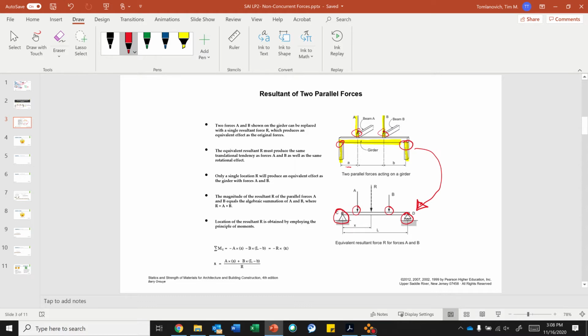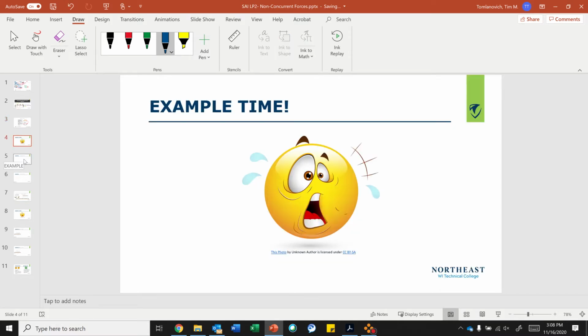So basically, if I look at this thing, I know this beam is going to deflect like this. That's very exaggerated, right? So by finding this R and this X bar, the beam will deflect the same. Okay, so this is out of your book. All right, so let's do an example.